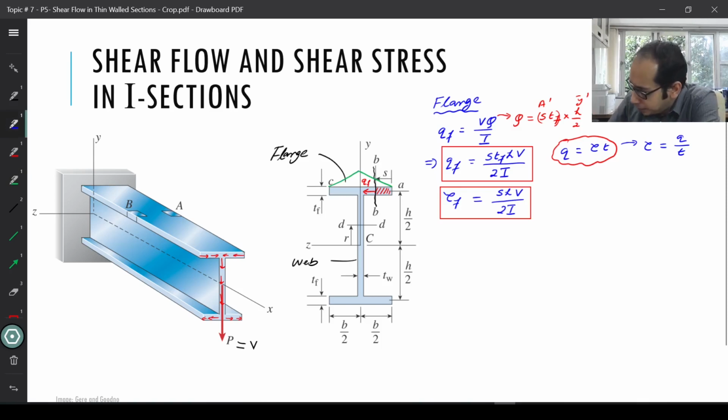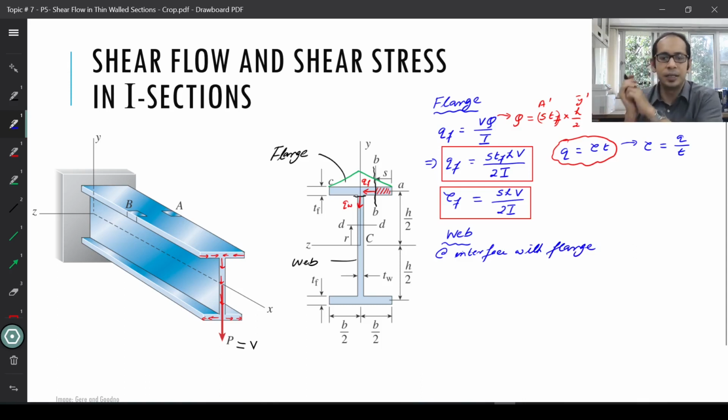Now for the web part, the web is the vertical portion that you see over here. Suppose I'm trying to find the q which is acting over here. Remember, for the web I know this q is acting vertically down. So if I try to find the q of the web at this interface, let's make a note, at the interface with the flange, similarly you have the q of f equals to vq divided by I again.